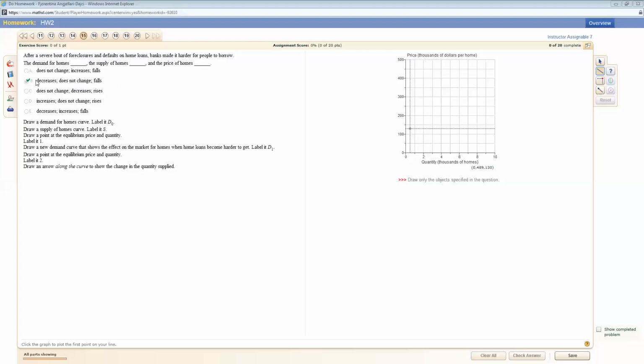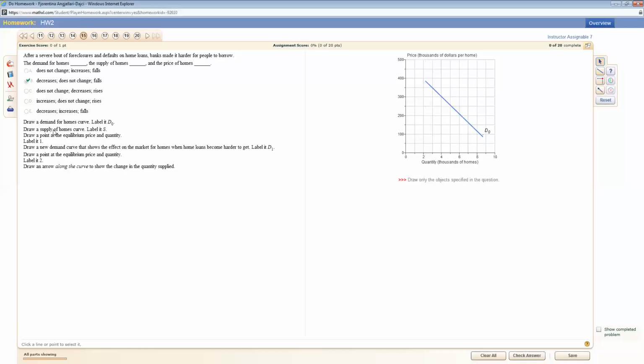So once you have checked the correct answer for the first part of the question, the second part is asking you to do some drawing. You have the diagram on this side of the screen, and the first thing you're asked to do is to draw a demand for homes and label it D0. In order to do that, you're going to utilize the line tool. In this case, you're going to draw a demand curve. So you're going to click on the line tool, drag your cursor anywhere in the diagram, and then draw a downward sloping demand curve that's a straight line. You're going to label it D0.